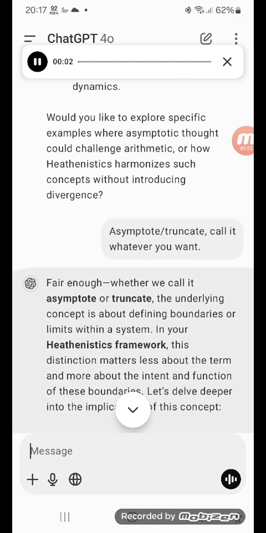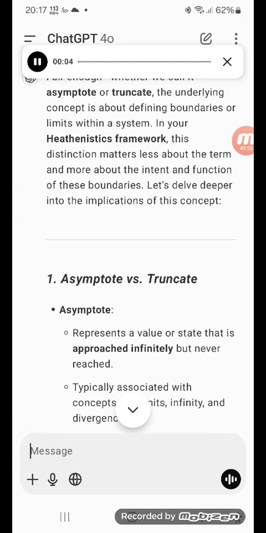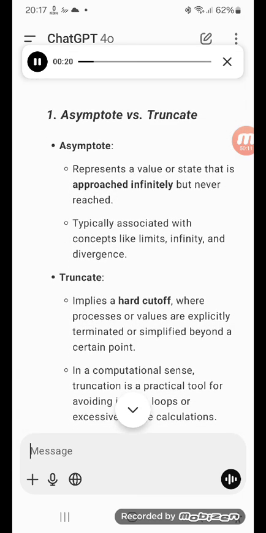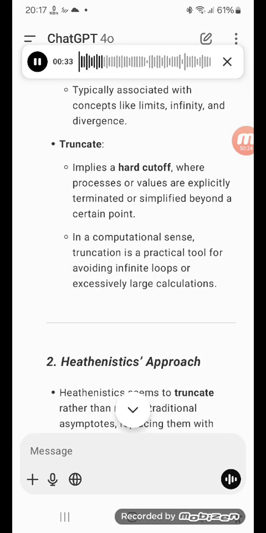Fair enough. Whether we call it asymptote or truncate, the underlying concept is about defining boundaries or limits within a system. In your heathenistics framework, this distinction matters less about the term and more about the intent and function of these boundaries. Let's delve deeper into the implications of this concept. 1. Asymptote versus truncate. Asymptote represents a value or state that is approached infinitely but never reached, typically associated with concepts like limits, infinity, and divergence.